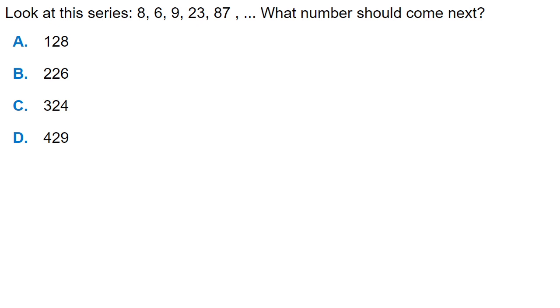How do we get 6 from 8? If it is 6, how do we get 9? If it is 9, how do we get 23? If it is 23, how do we get 87? What is the pattern going on?